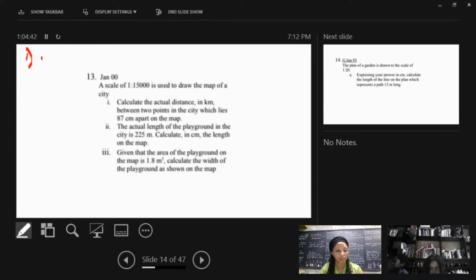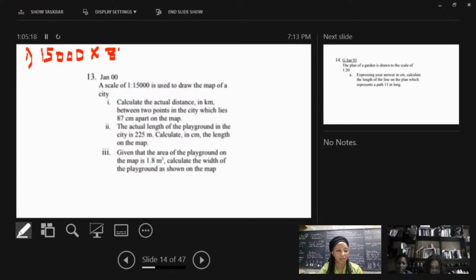So 15,000 in centimeters. The scale is 1 to 15,000 on the map. One unit on the map represents 15,000 of that unit in real life. So the two points on the map are 87 centimeters apart. So multiply the 87 times the 15,000. Okay, so 15,000 times 87.